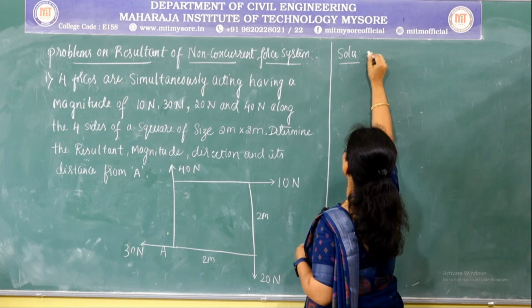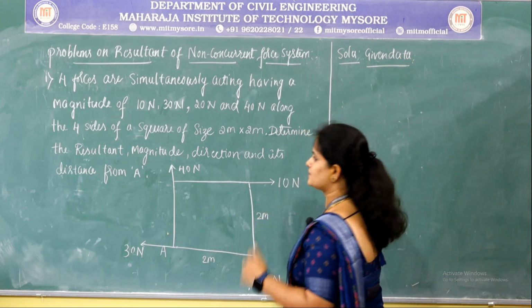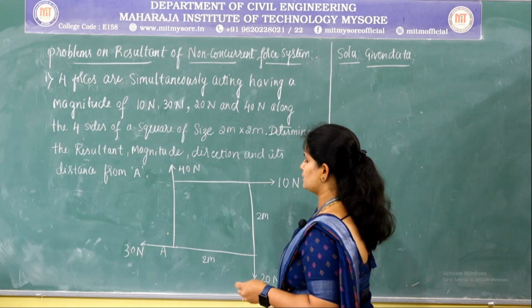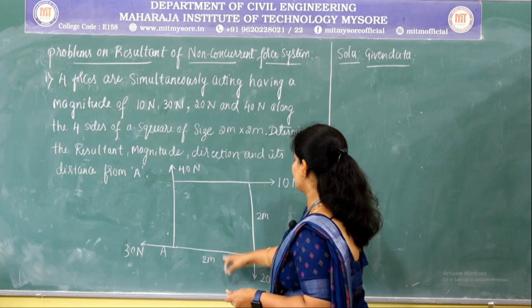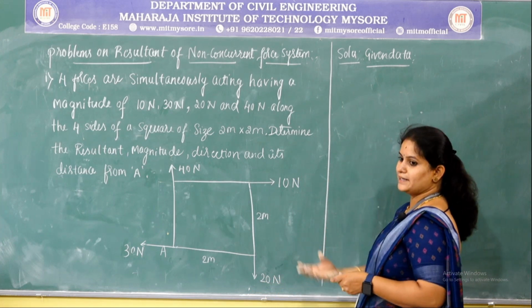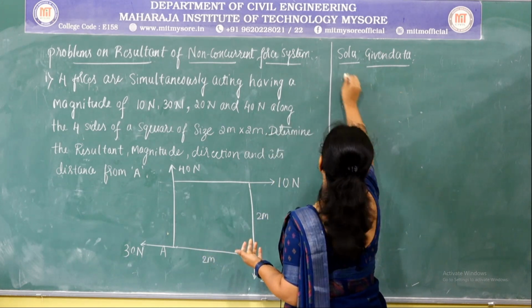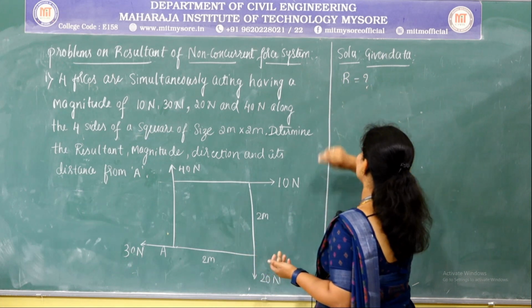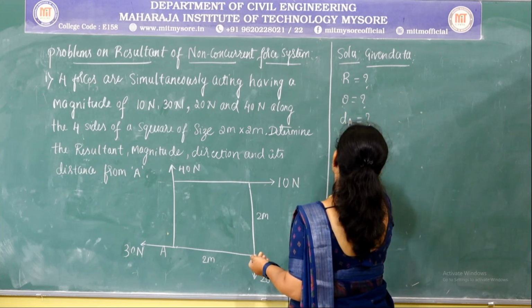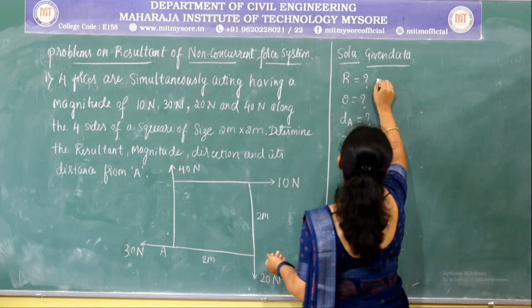First, write what is the given data so that we can solve this problem very easily. They have given the 4 forces of magnitude 10 Newton, 40 Newton, 30 Newton and 20 Newton on the square, which is having a size 2 meter by 2 meter. So we need to find the magnitude of the resultant, its direction and its distance from point A, that is dA, x-intercept and y-intercept.